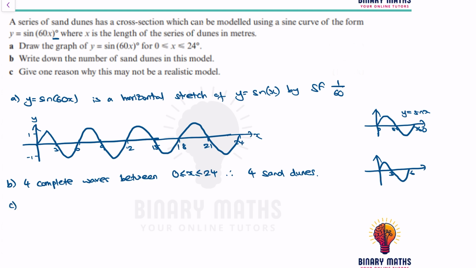Give one reason why this may not be a realistic model. So if you look at the maximum y, which is the maximum height reached, it's all the same, which is unrealistic. So the height of each dune is unlikely to be the same.